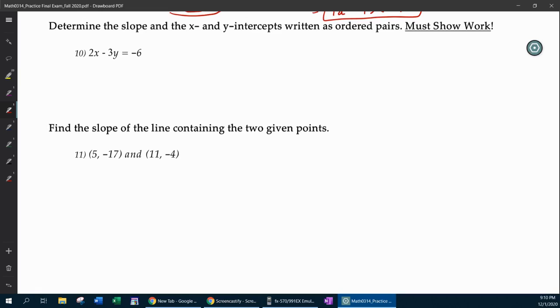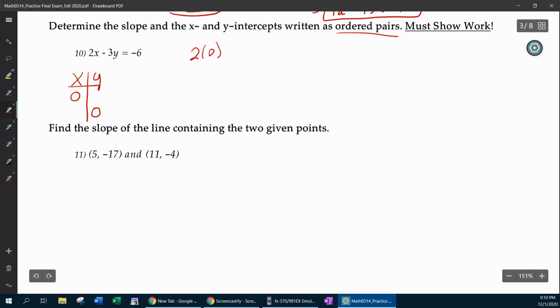Number 10, determine the slope and the y-intercept, written as ordered pairs. Notice it says must show work. So if I'm going to find the x and y intercepts, what I'm going to do is make a little table of values where I'm going to let x be 0 one time. That will find the y-intercept. And then I'm going to let y be 0, and that'll find the x-intercept. All right, here's showing our work.